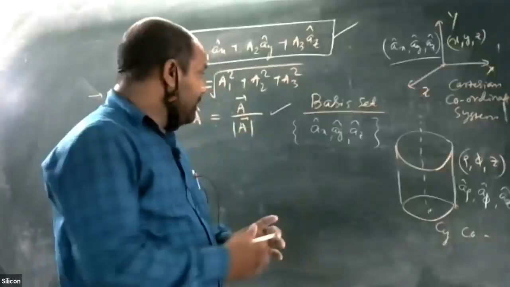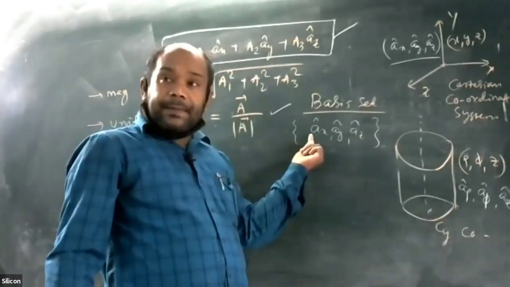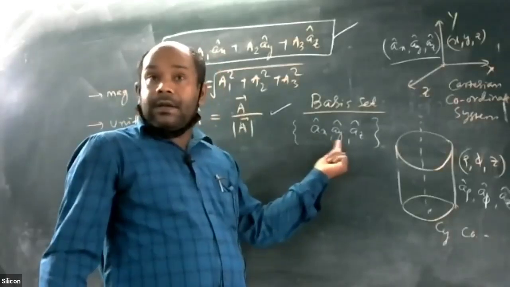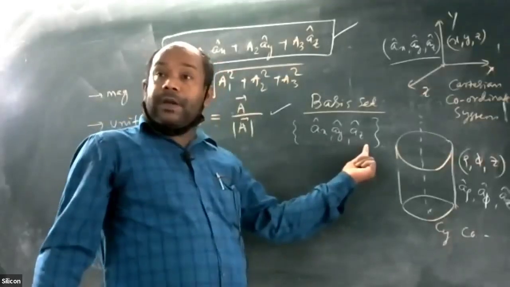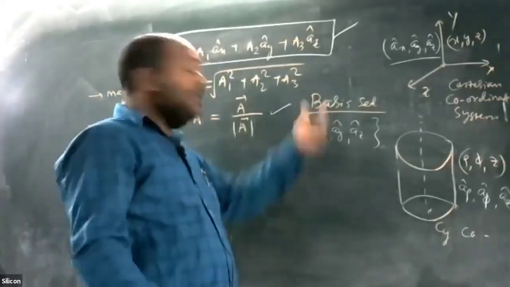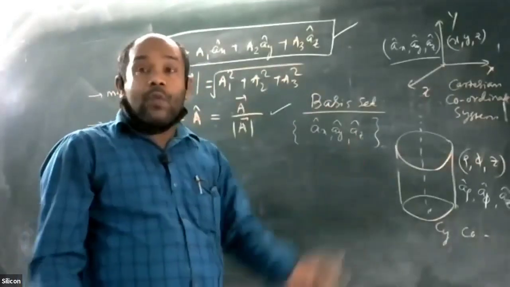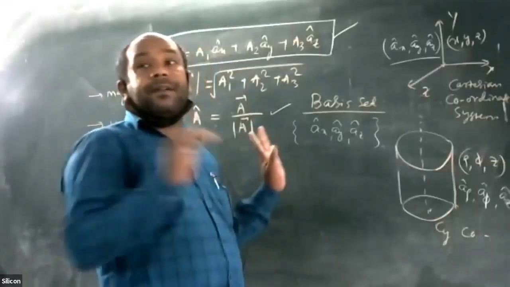Now, if you see, the element ax cap is perpendicular to ay. Ax is perpendicular to Az, Ay is perpendicular to Az. Each element is perpendicular to each other. Can I say this is the basis set? Of course, this is the basis set. Once we formulate the basis set, we can represent the vector now.